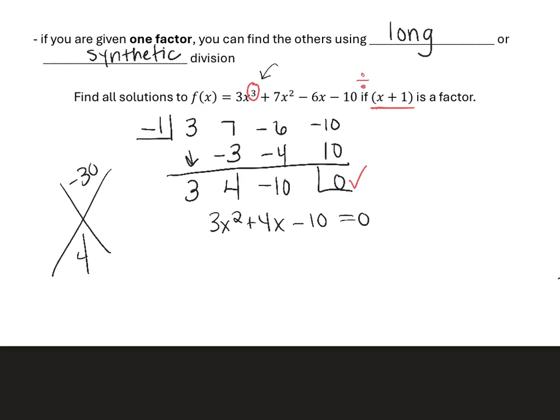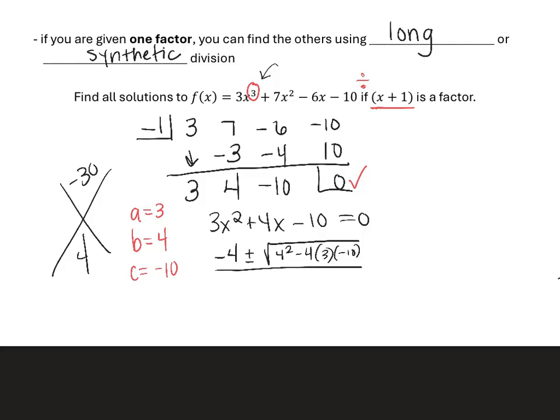If you can't factor, you use quadratic formula to solve for your roots, which is sad, but it happens. So we have to do it. So A equals 3, B equals 4, and C equals -10. We have to do quadratic formula because it wouldn't factor. Okay, x is equal to -b plus or minus the square root of b squared minus 4ac over 2a. Okay, there's our setup.